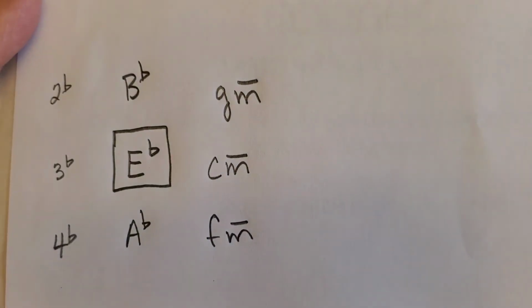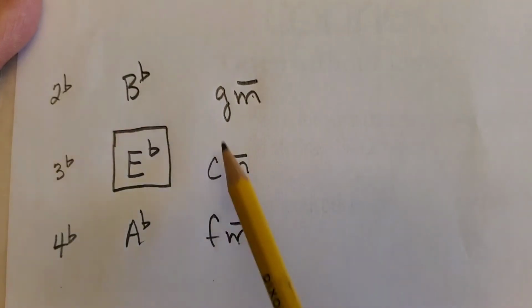Now, if you wanted to look at it as all the major and minor triads in the key of E flat, this is 1, 2, 3, 4, 5, 6.